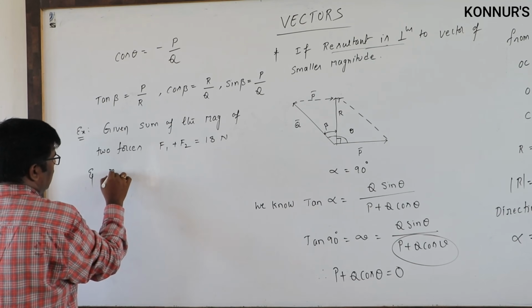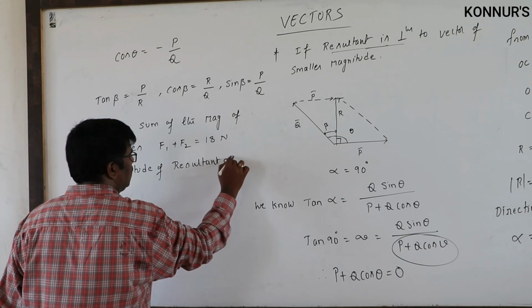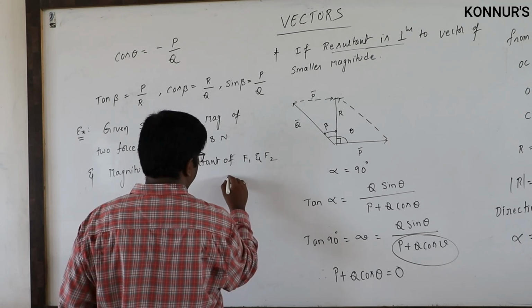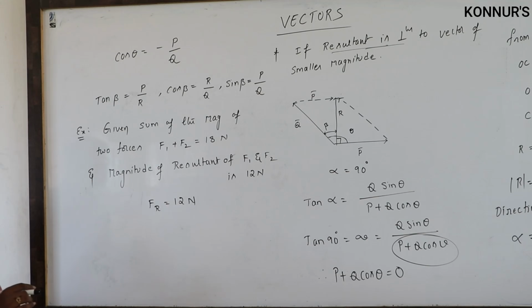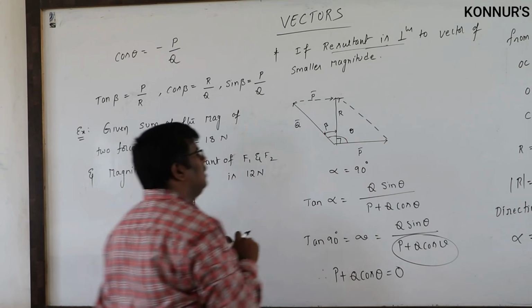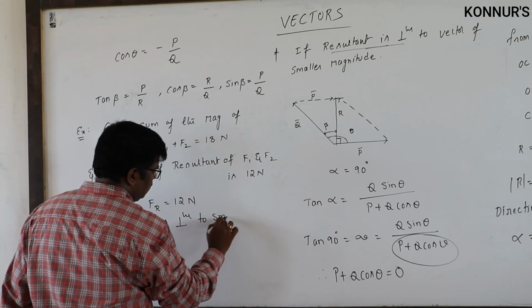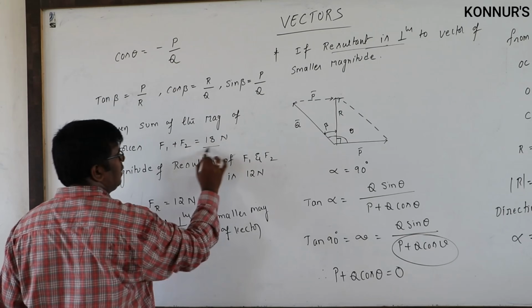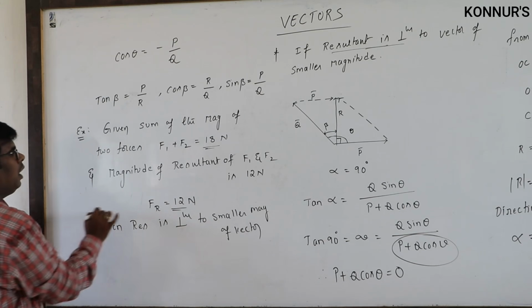That means F resultant is 12 newtons. The condition they have given is that the resultant is perpendicular to the smaller magnitude vector. So this is the information: the sum of the vectors, the resultant of the vectors, and the resultant is perpendicular to the smaller vector. These are the 3 points they mentioned to you.